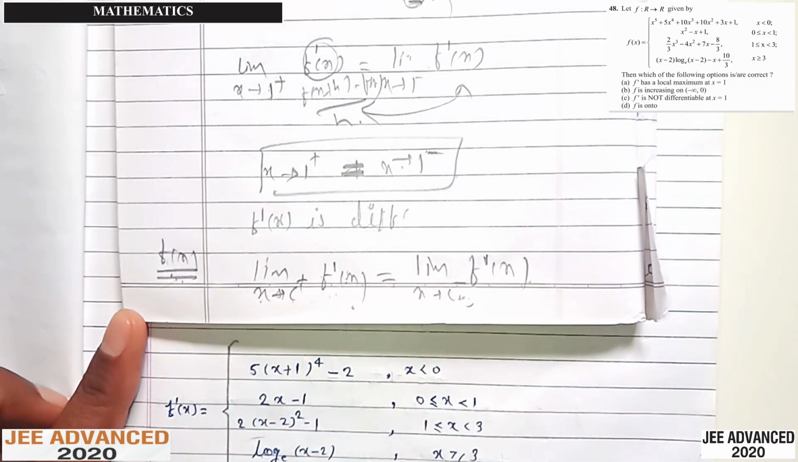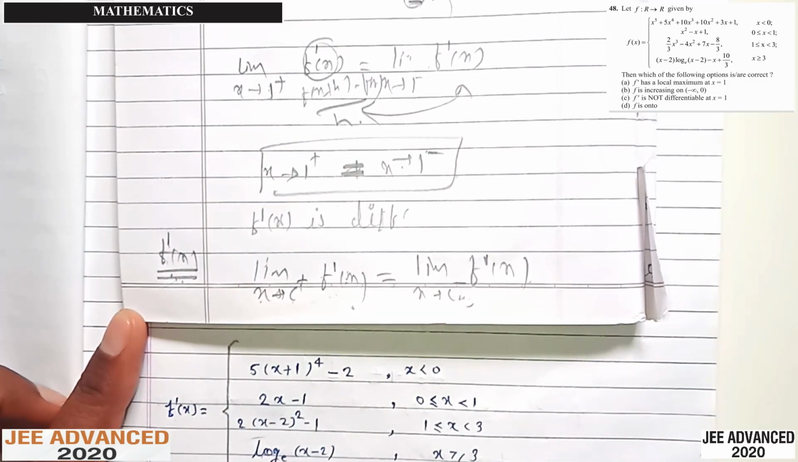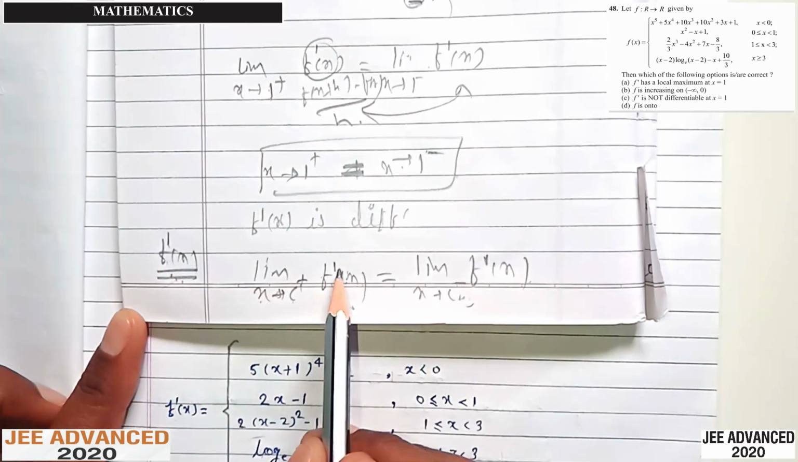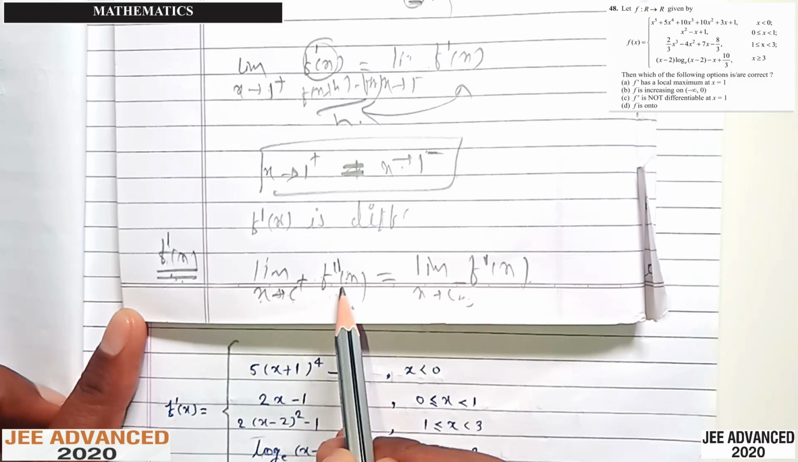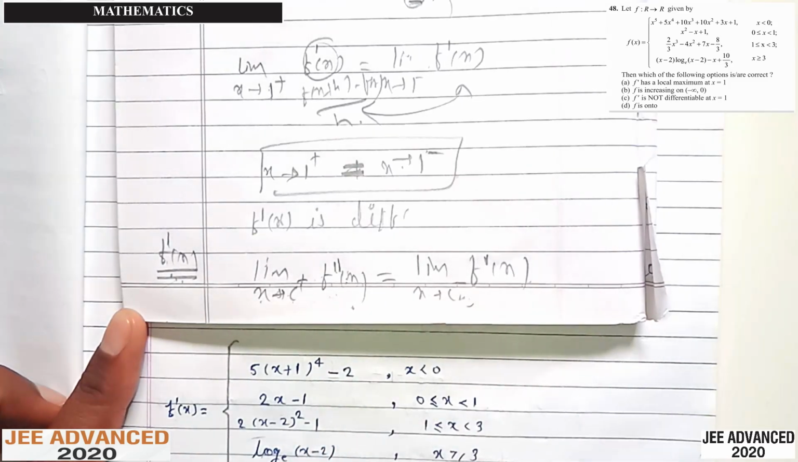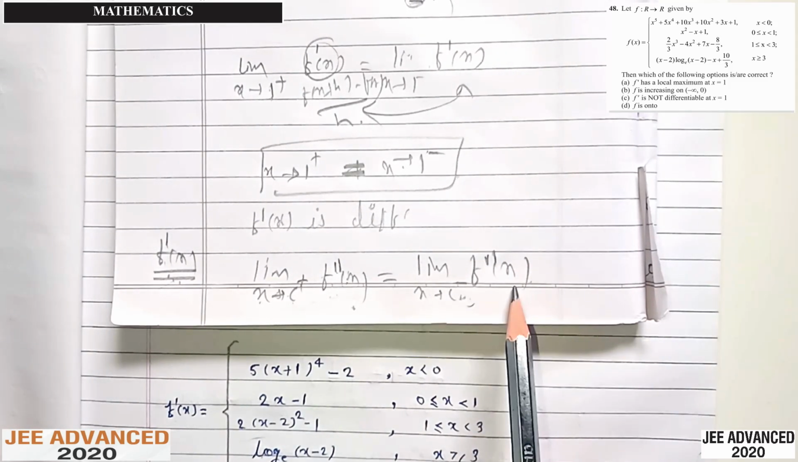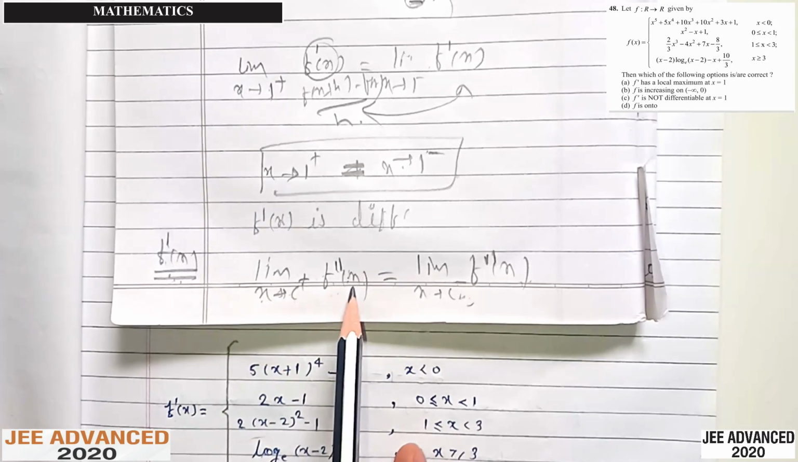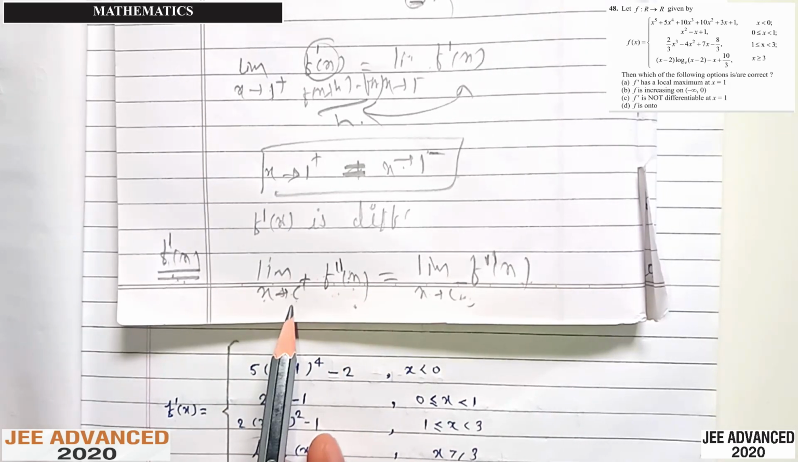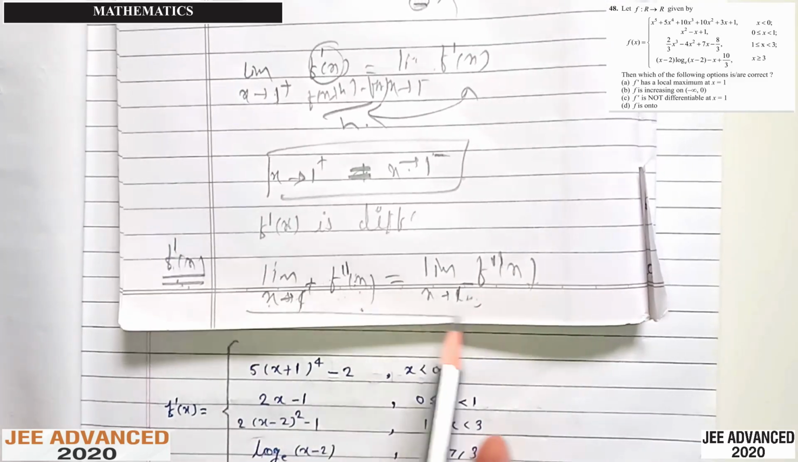But in our option, it is quite trickier, because they say f dash of x is differentiable. If f dash of x is differentiable, that means you have to show the limit as x tends to c plus of f double dash of x is equal to the limit as x tends to c minus of f double dash of x. Now we know f dash of x, and now we have to find f double dash of x. Apply x tends to 1 plus and x tends to 1 minus, where c is 1. And we have to prove this condition.